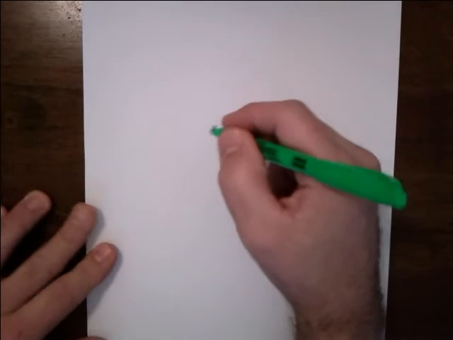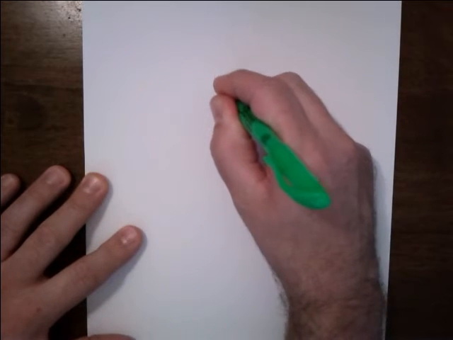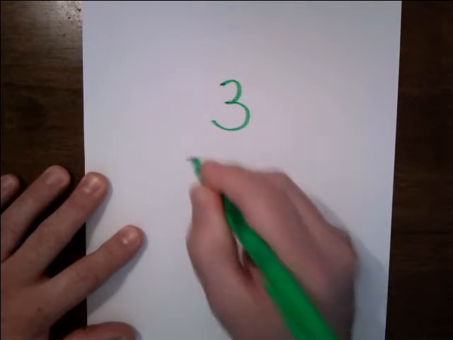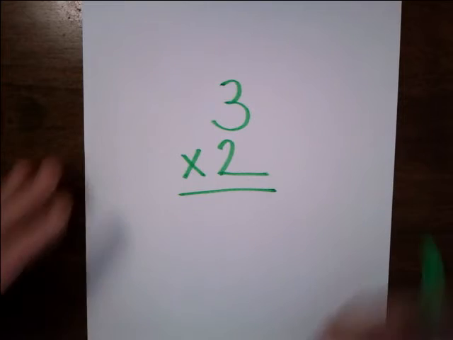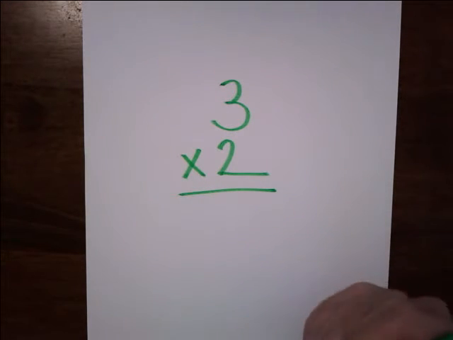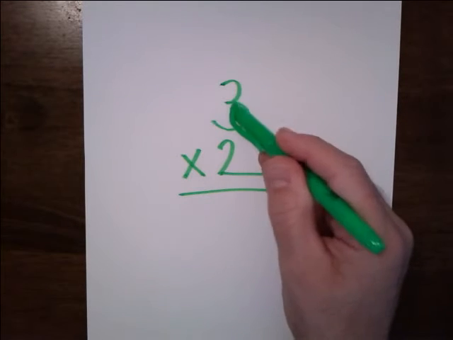So let me show you one way that we can do multiplication. One way we can do it is we're going to take this problem. Let's just do, I don't know, 3 times 2. So before I show you how I'm going to do that, I want to explain to you what this all means. Look at 3 as the number. It's a value. We know what 3 is.